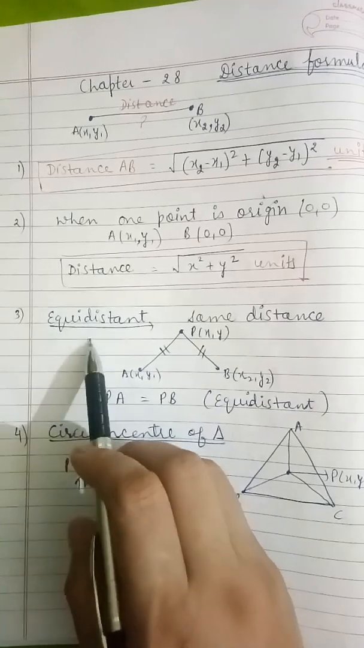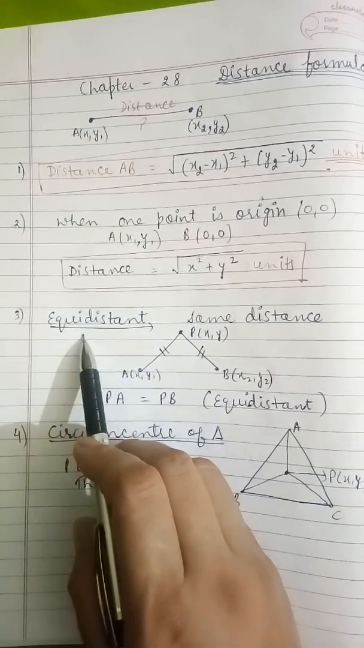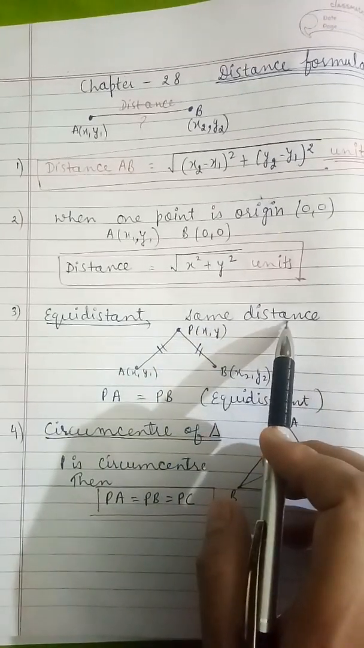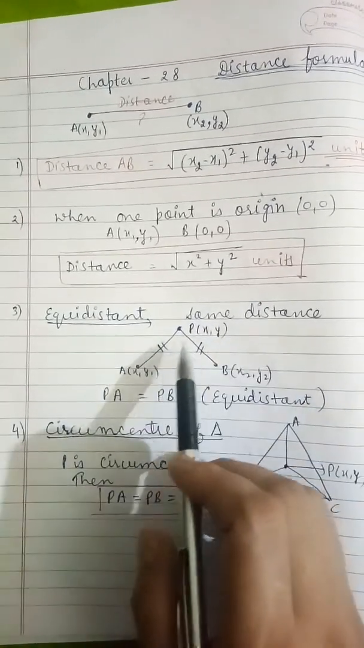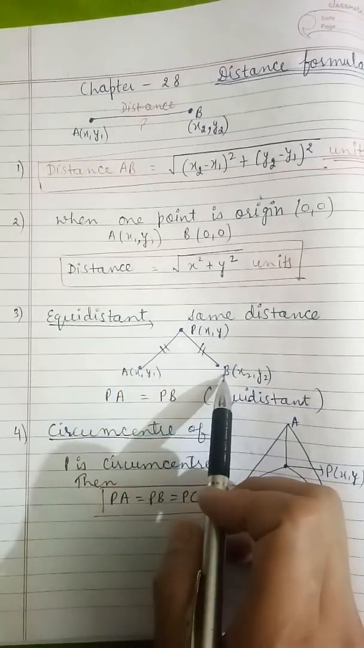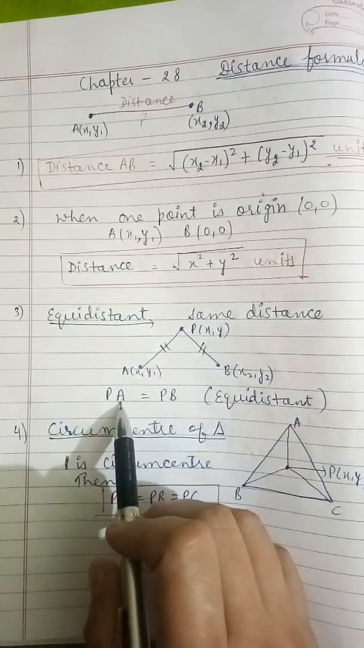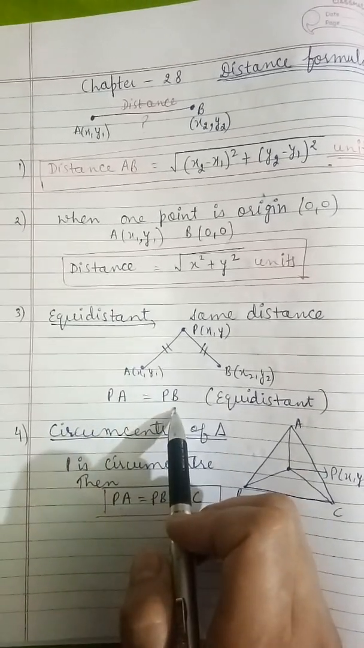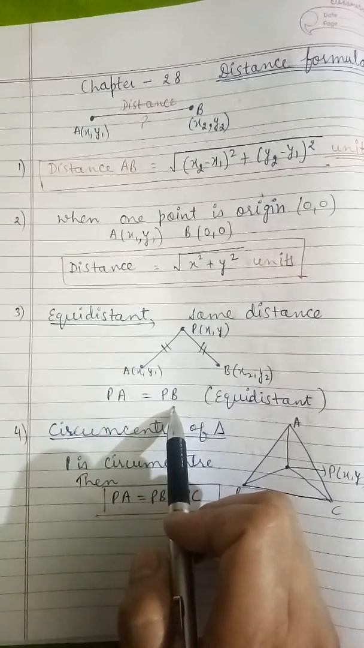Third is the point of equidistance. This is the concept of equidistance. Equidistant means the same distance from a particular point. Let P be the point which is equidistant from A and B. In that case we can use the formula PA equal to PB. Here and here, on both sides, we can apply the distance formula.